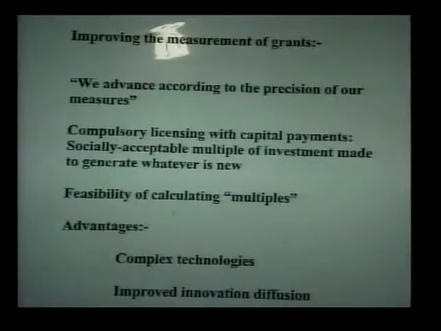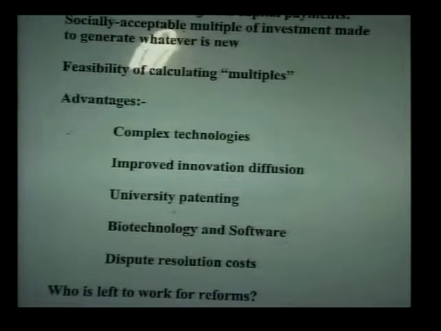Lord Kelvin in the 19th century, a great British natural scientist, said, "We advance according to the precision of our measures." And that must be true for social science as well as for natural science. One of the difficulties is that we have a system which measures only in terms of time, when in fact what we should be measuring in terms of is money. And therefore I have spent a lot of time working upon a means of bringing a financial dimension into the system, which has a series of advantages in terms of complex technologies and innovation diffusion.